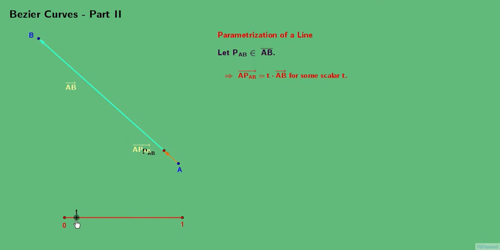At t equals 0, the points P sub AB and A are the same exact point. As t becomes more positive, the length of the vector AP sub AB increases, so that when t is finally equal to 1, P sub AB and B are the same exact point. We can also say that the direction of the parameterization is from A to B.